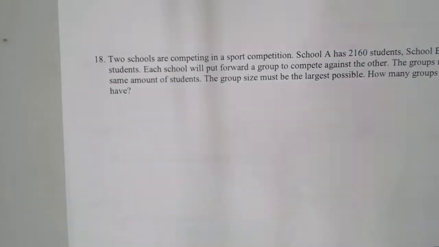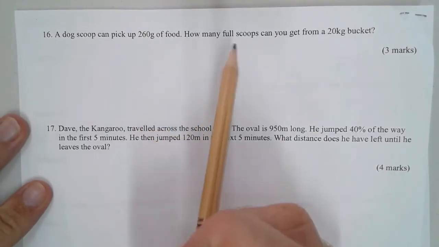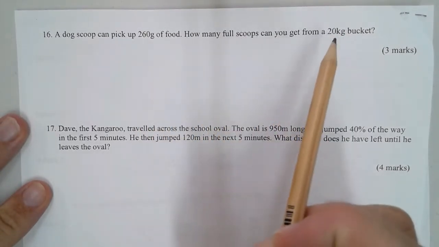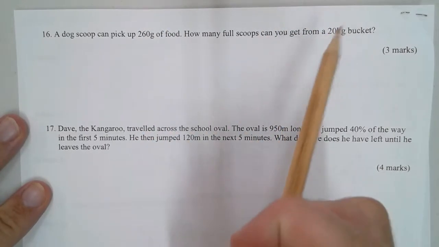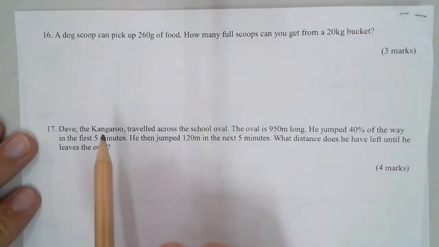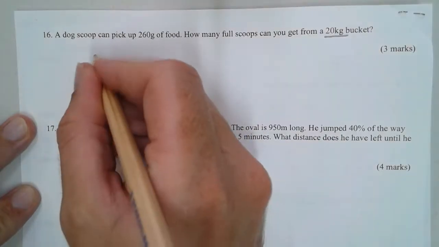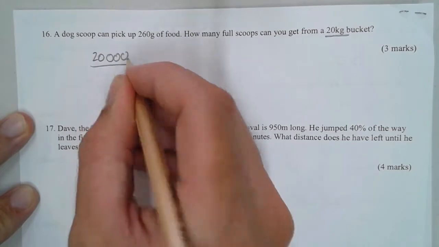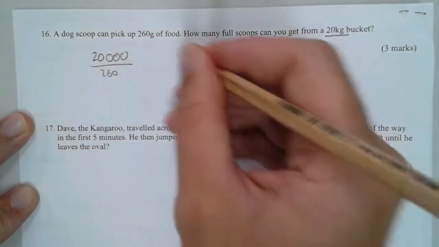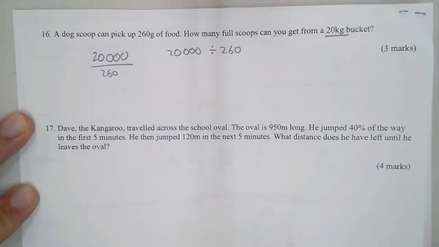Right, some of the worded problems. 16. A dog scoop can pick up 260 grams of food. How many full scoops can you get from a 20 kilo bucket? So really, we're trying to see how many of these can go into this, or that divided by that. A few different ways you could go about it. It's quite a difficult one, really. First of all, let's convert this into grams. So 1 kilogram is 1,000. So really, it's 20,000 over 260, which is the same as 20,000 divided by 260.